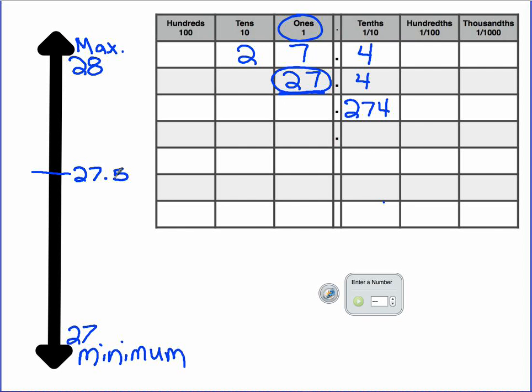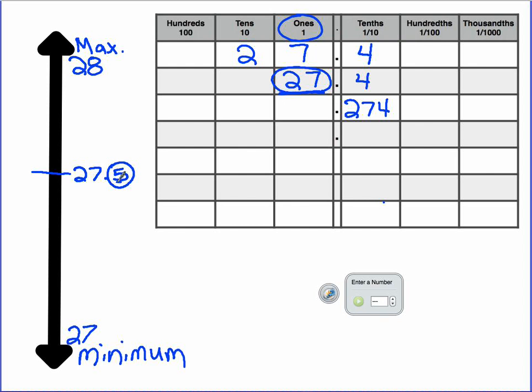Because what would happen if this changed to 10? What would happen to the number? If I ended up having more than 9 in this place right here, what would happen to my 27? It would turn into a 28, right? But we're not to 28 yet, are we? We're almost to 28, but we're not quite there yet.